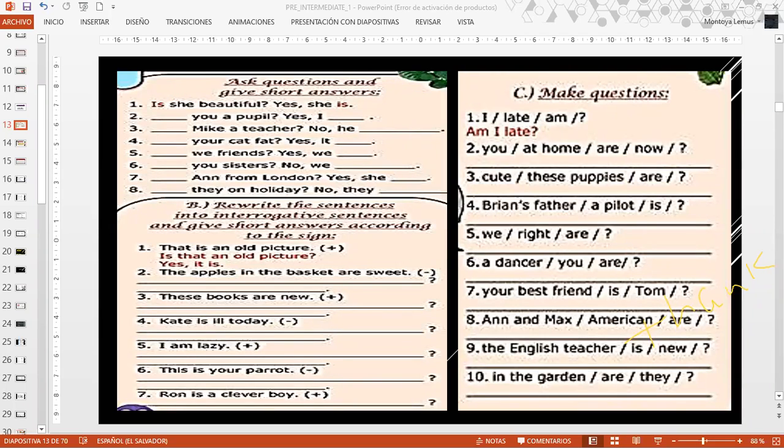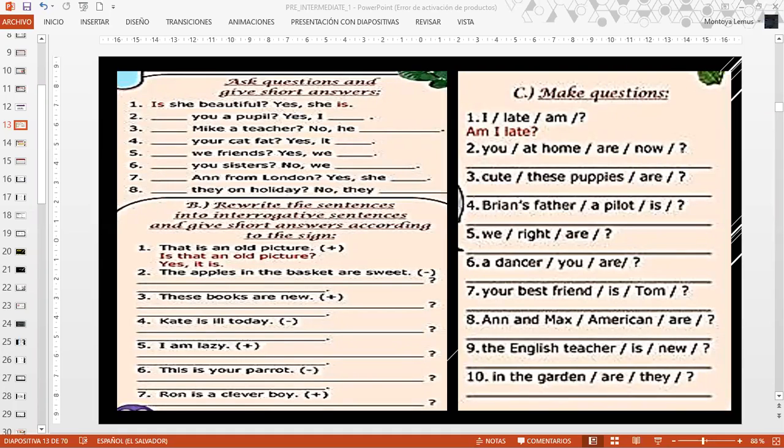Bueno, aquí tenemos las opciones, ¿verdad? No, I'm not. No, I'm not from the United States. Qué fácil. Yes. Bueno, pero como son respuestas, dice sobre usted. Okay.